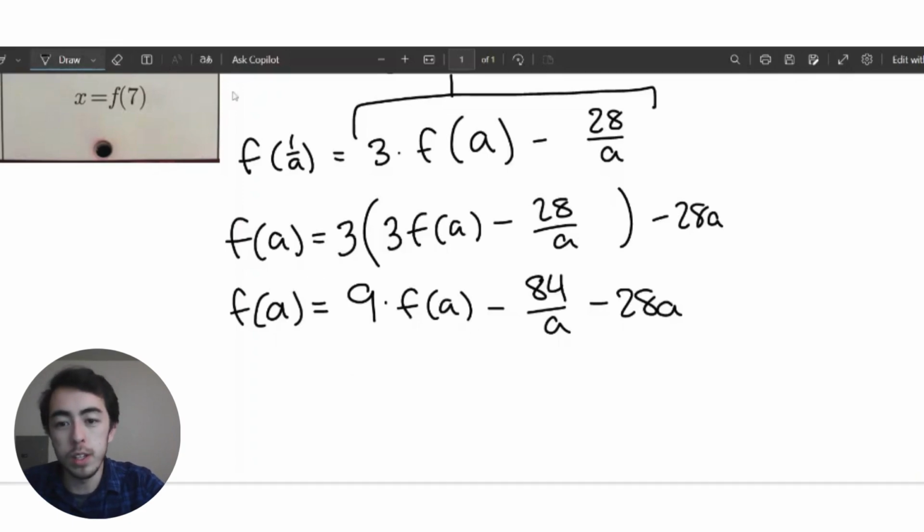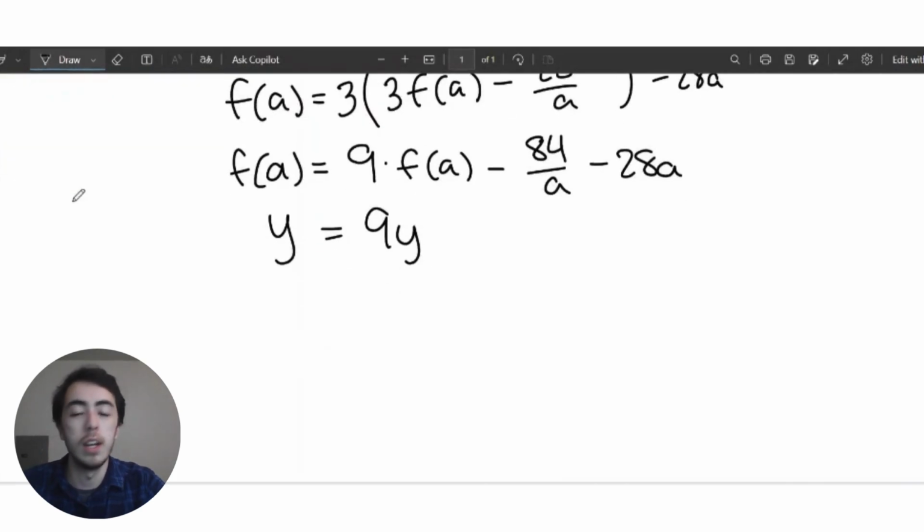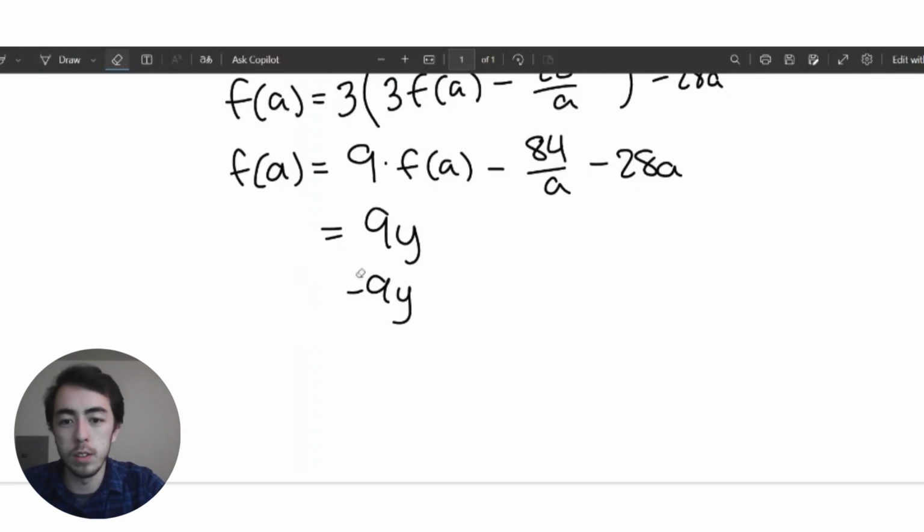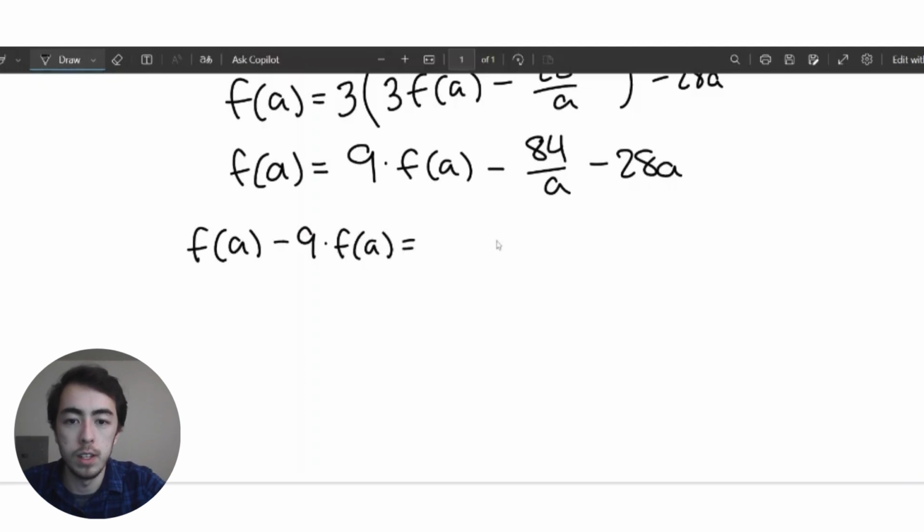Except we can do some algebra steps. If you pretend that this is just like some y variable instead of a function, it works the same, where if you wanted to combine like terms, we could subtract a 9y from both sides and get these to combine together. And so the same thing is going to work here with the function, where I could do f of a minus 9 times f of a is still going to be equal to whatever's left on the right side here.